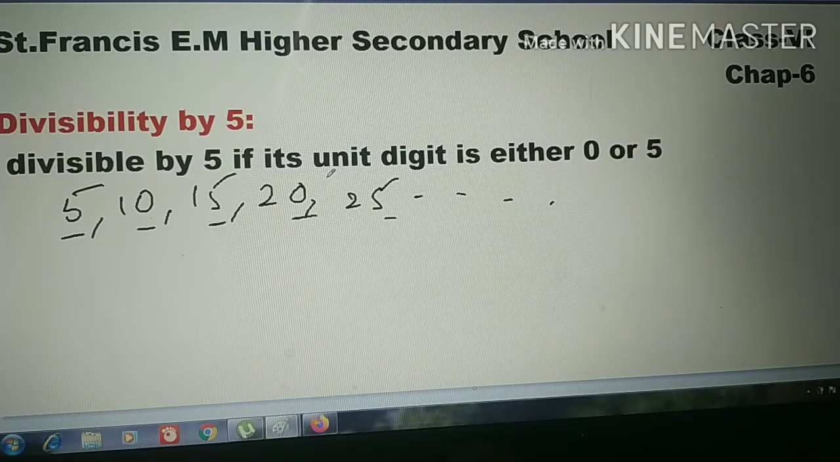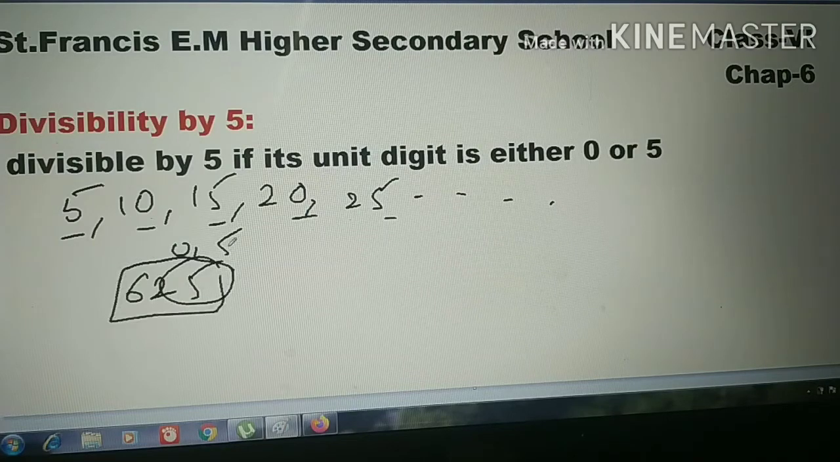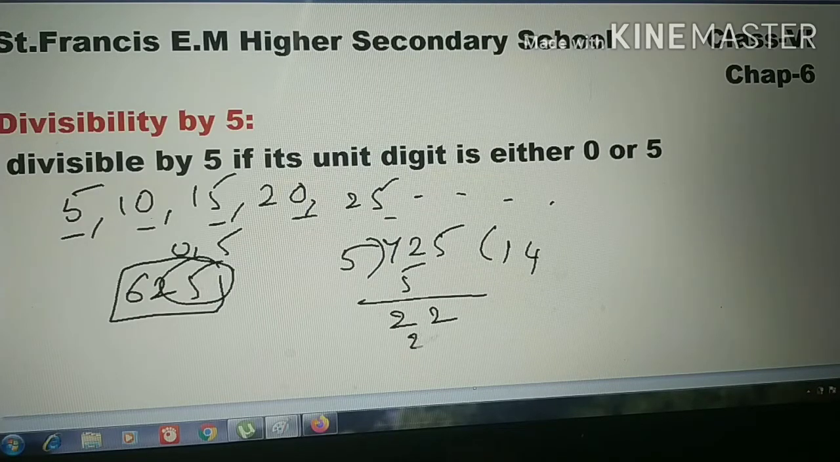So from this what we can say? If you observe any number, 625, in the unit digit, if you have either 0 or 5, what we can say, this number is exactly divisible by 5. You can also check this one. Here we have 725. 5 ones, 5; 5 fours, 20; 5 fives, 25. And this is exactly divisible by 5.